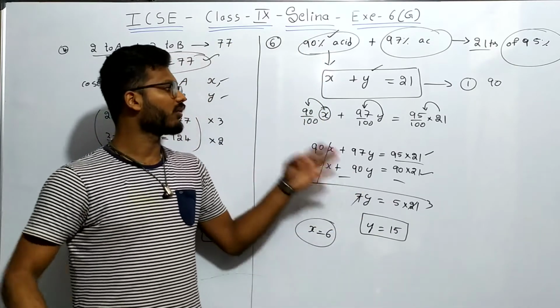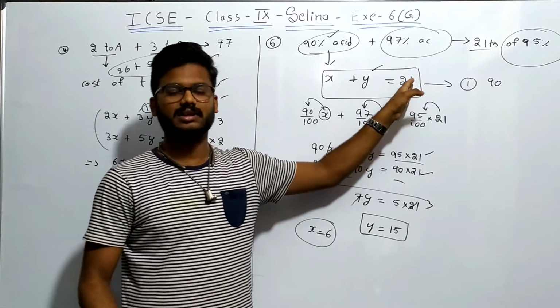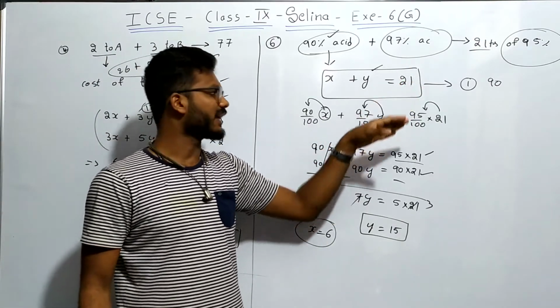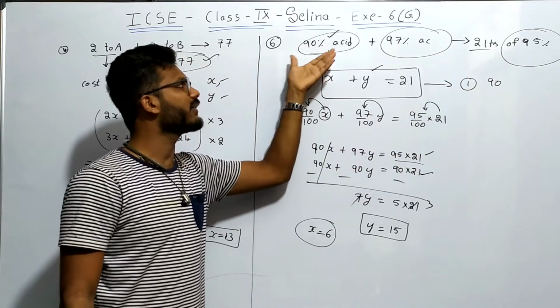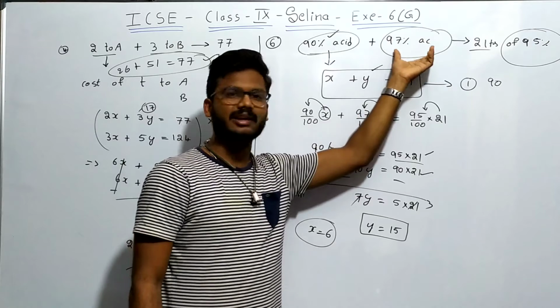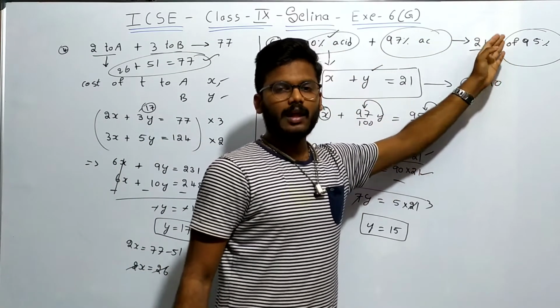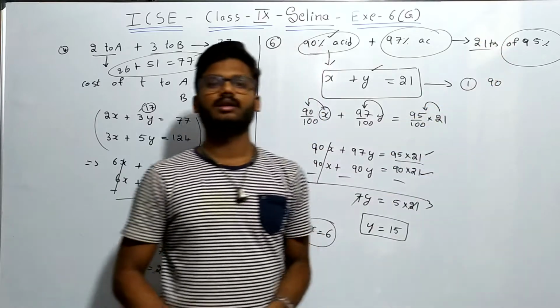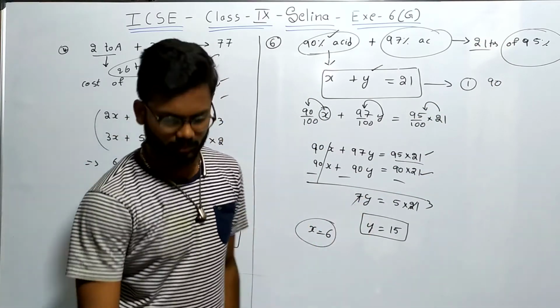See, here we don't have a direct condition. Okay, first this liters is there directly, and the second condition is we have to take from the concentration. How much acid is present in the first acid and how much acid is present in the second acid gives you how much acid is present in the formed acid solution. Okay, like this you have to solve this one.